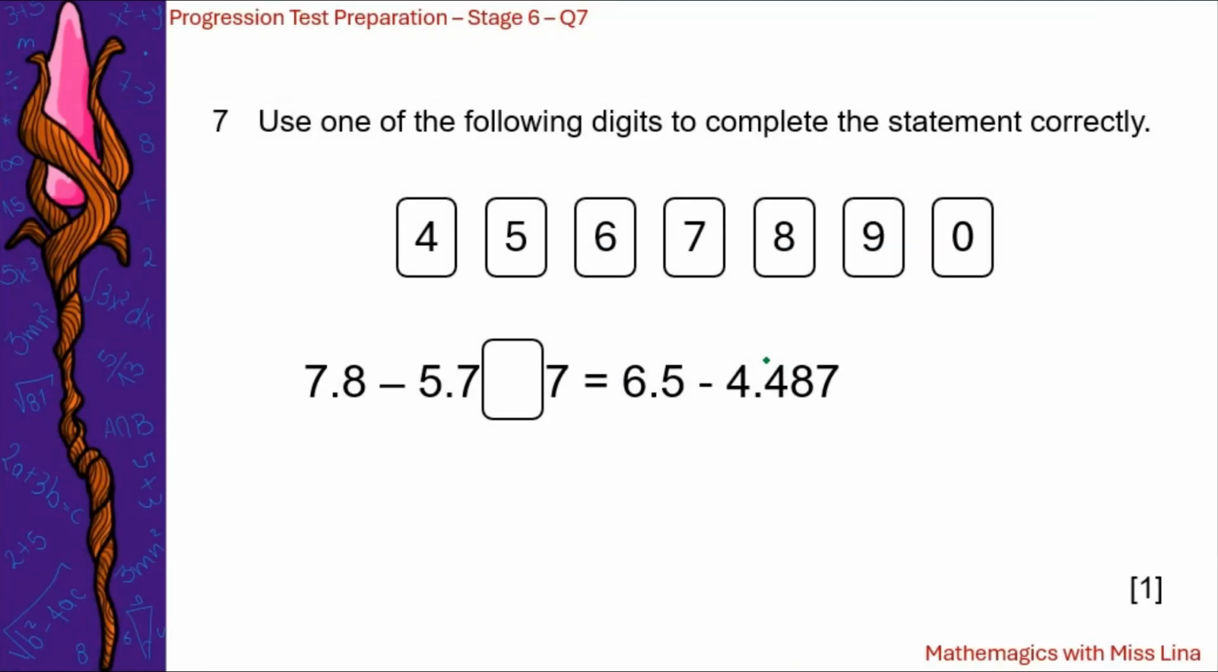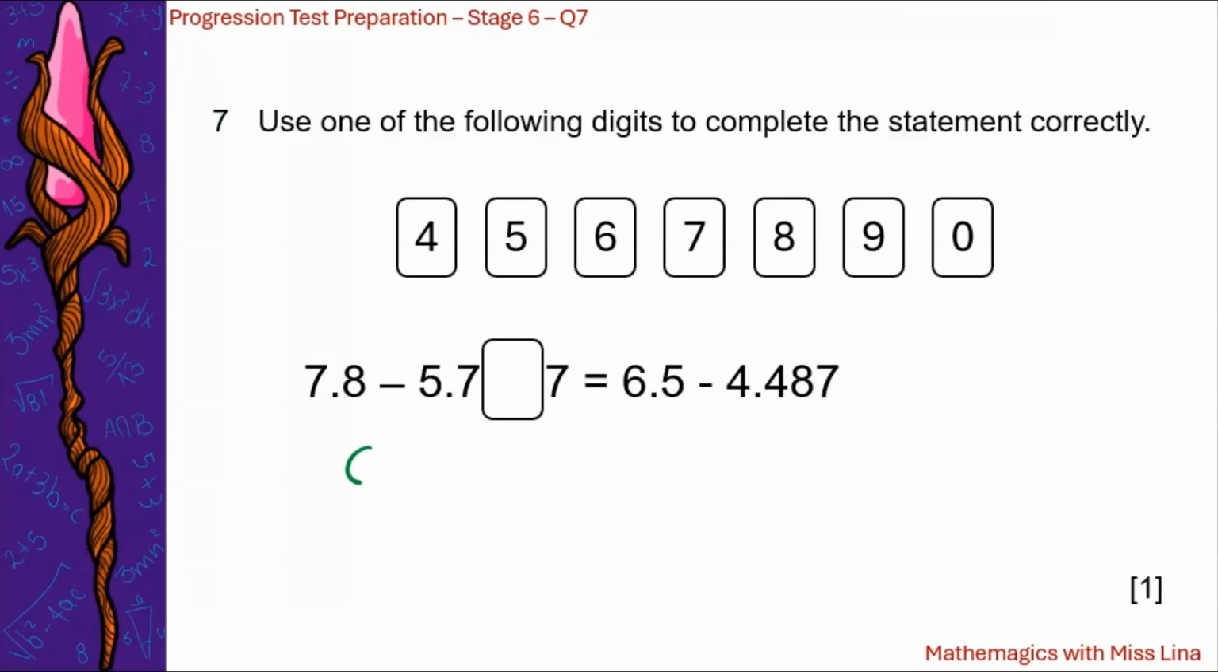Today we're going to solve question 7 of the progression test style questions of stage 6. This one says, use one of the following digits to complete the statement correctly. So that means we need to use one of these cards to put the correct digit in this operation. We could do this subtraction here and then subtract the result from 7.8. So we are going to know this complete number. Let's solve that way first before I show you the other way.